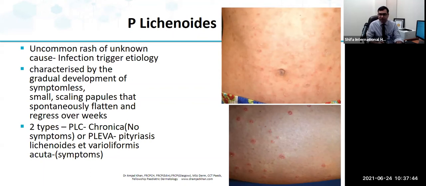You can get confused with guttate psoriasis, but these are smaller, and they are only on the trunk. And there are 2 types: Pityriasis lichenoides chronica, which has no symptoms, or the other one, Pityriasis lichenoides et varioliformis acuta, or PLEVA, which has a bit of itchy symptoms and sometimes can be painful as well.